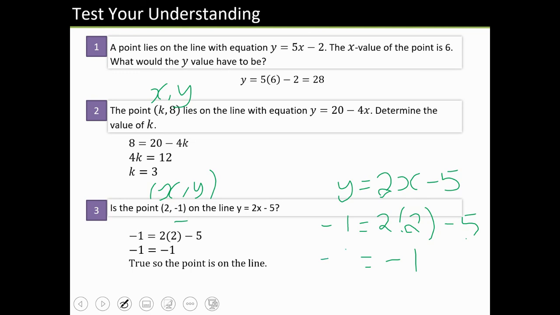And my left-hand side is also minus 1. So because my left-hand side of the equation and my right-hand side of the equation are the same after I substitute my x and y, that means the point (2, minus 1) actually is on the line. And that's how you work it out.